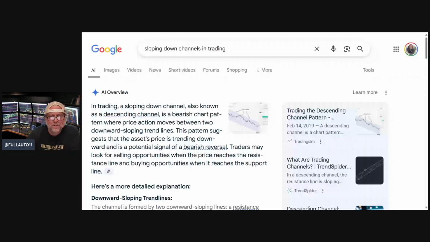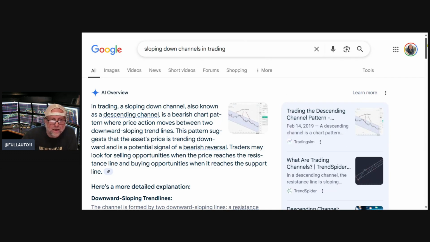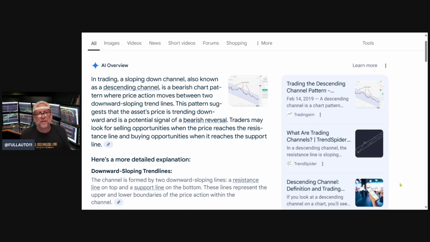Let's pull up this definition before we get out of here. Some of you may have heard this referred to as a descending channel. Same thing, descending or sloping. What we hear, the AI overview says, in trading, a sloping down channel, also known as a descending channel, is a bearish chart pattern where price action moves between two downward sloping trend lines. And that's what I was showing you.